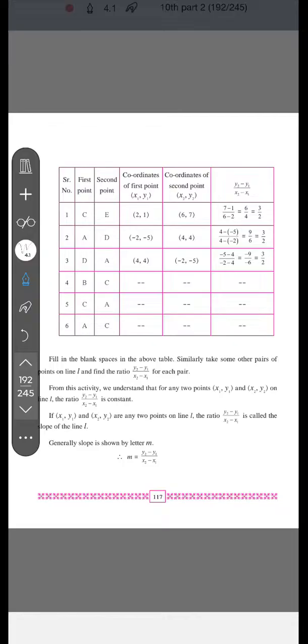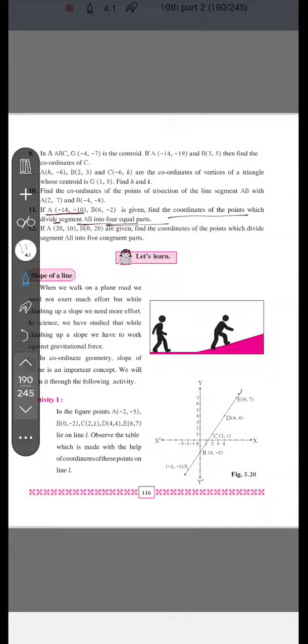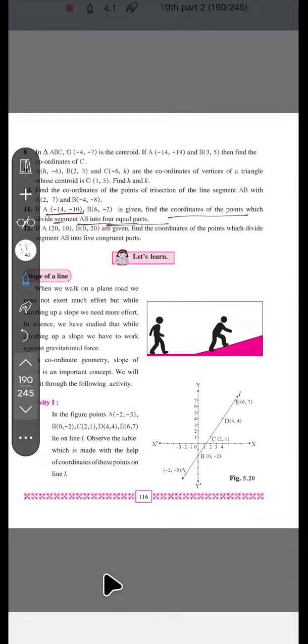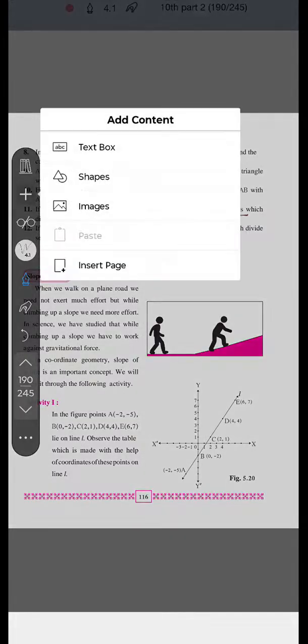Okay, chalo, we will talk about question number 12 immediately after that. Question number 12: A is 20, 10 and B is 0, 20 are given. Find the coordinates of the point which divides the line segment AB into 5 congruent parts. So how can we solve that? Simple steps.